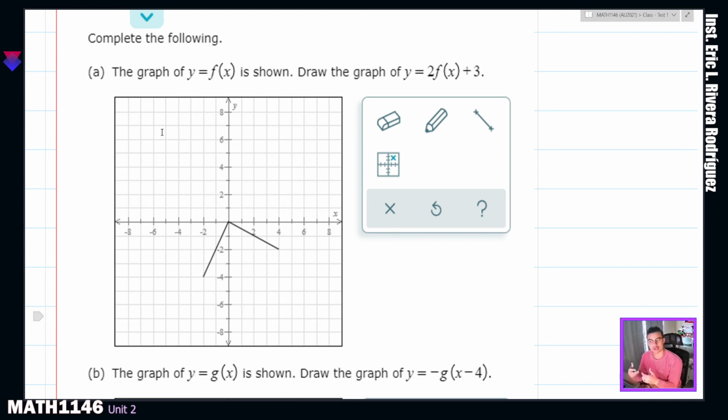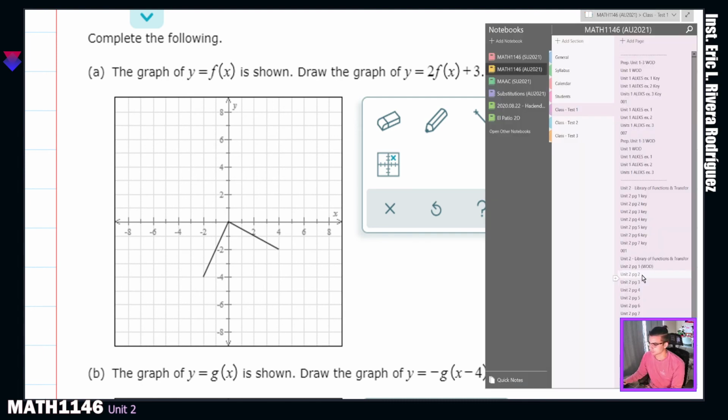If you just draw a graph and do not show supporting work for this type of exercise, you are not going to get credit for it. It doesn't matter if the graph is correct or not. You need to show written work for this type of exercise, and you will see how you will get that written work.